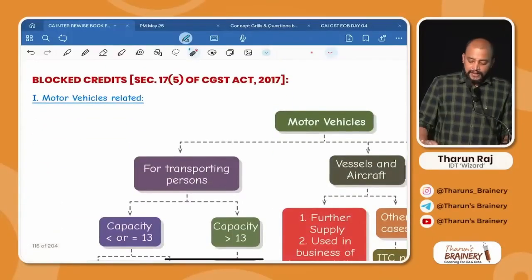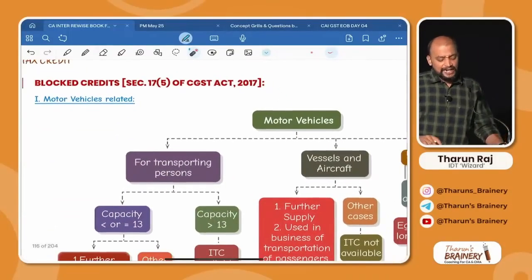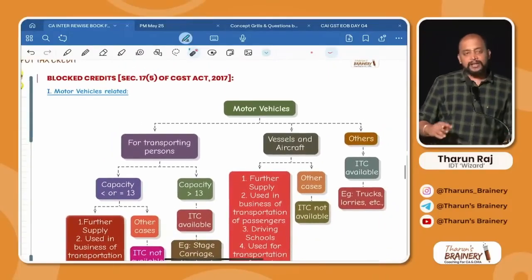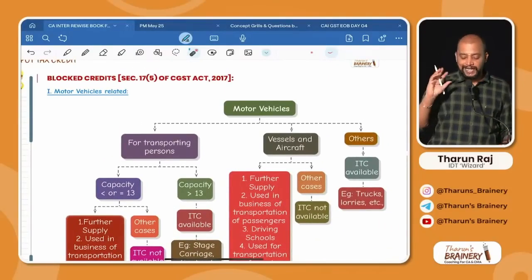Then, this banking area is not that much asked in the intermediate exam, but that is also an untapped area. If they want to make a question on that, they can make.